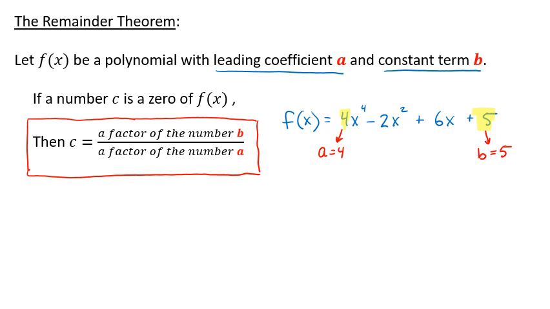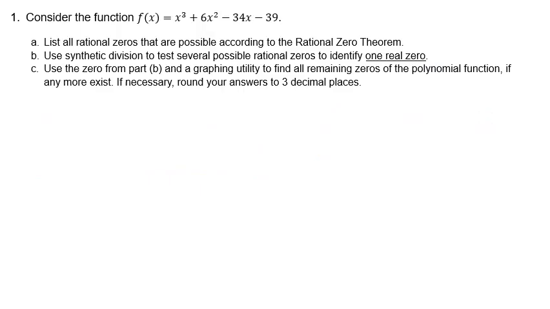All right, so let's put this into action and do an actual problem. So on the next slide, I've got the first problem. Consider the function f of x equals x to the third power plus 6x to the second minus 34x minus 39. All right, consider this function. What we want to do is find the zeros.